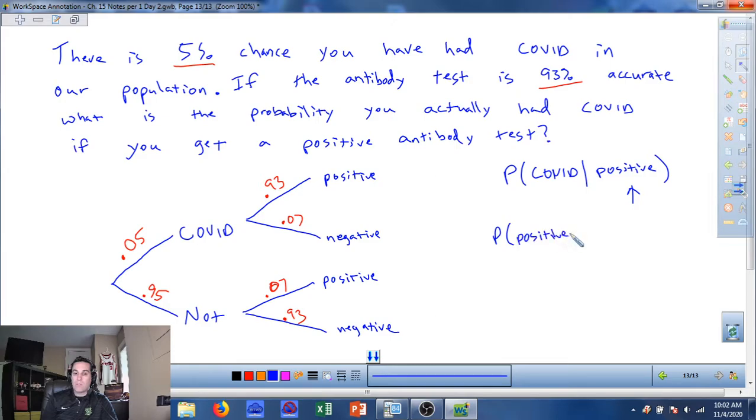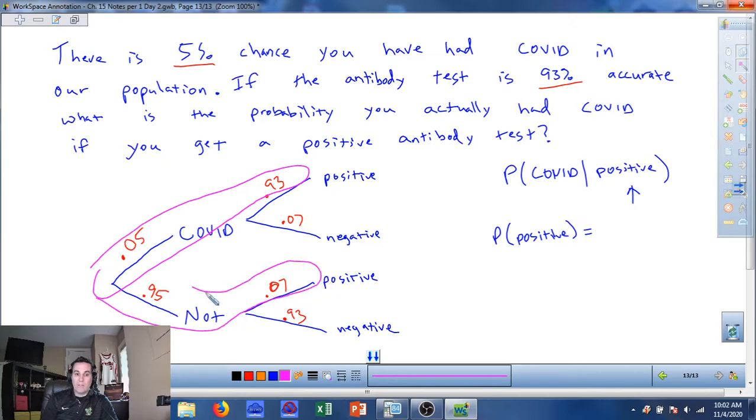What's the probability of getting a positive test? One way to get a positive test is this branch. The other way to get a positive test is that branch. So a positive test on the top one would be 0.05 times 0.93. A positive test on this one would be 0.95 times 0.07.